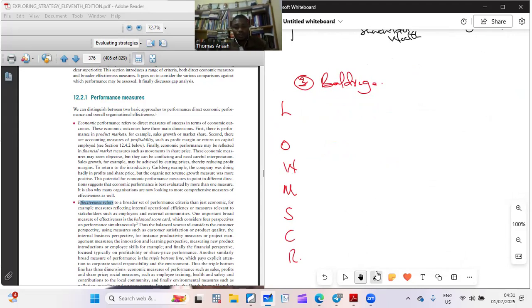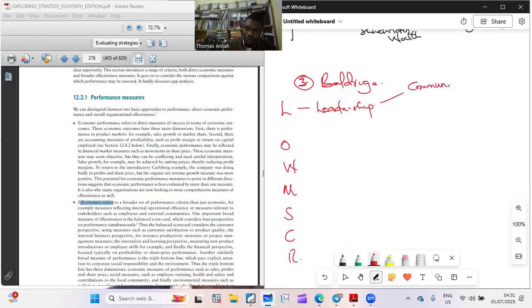So the LOW MSC model is to analyze the effectiveness. L: check leadership, commitment to ethics, communication properly, and responsibility. So how do they communicate? Do they accept responsibility? What is their commitment? O means operations. Do they have staff breakdown, machine breakdown? All right, the effectiveness of the organization.